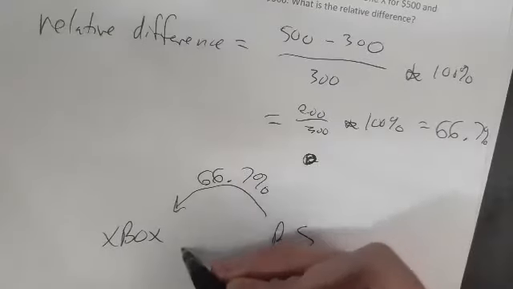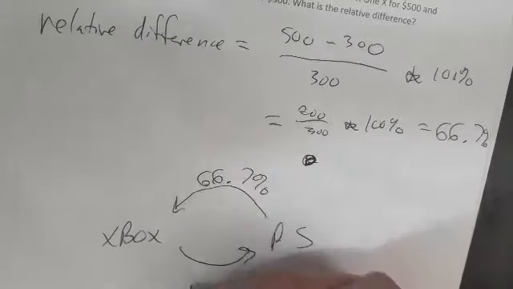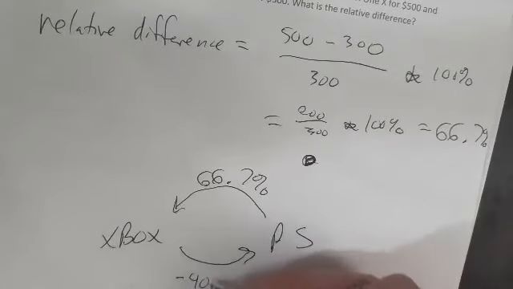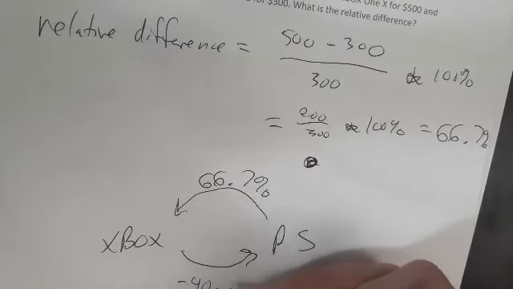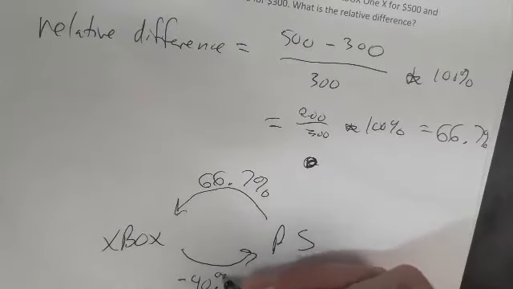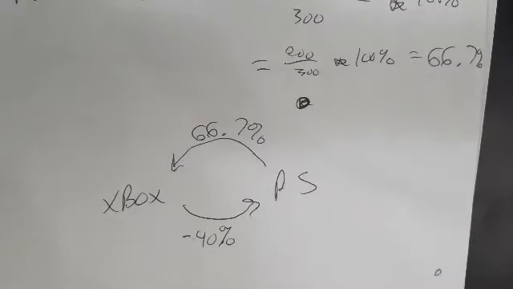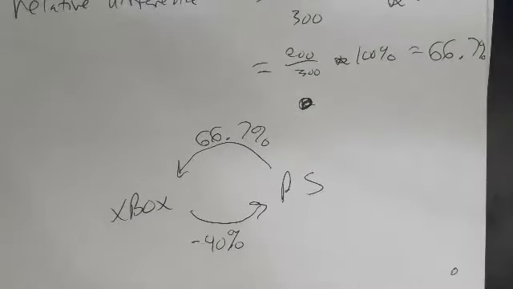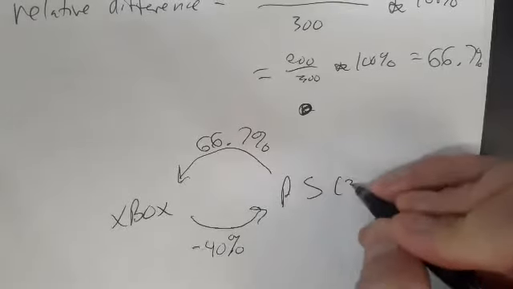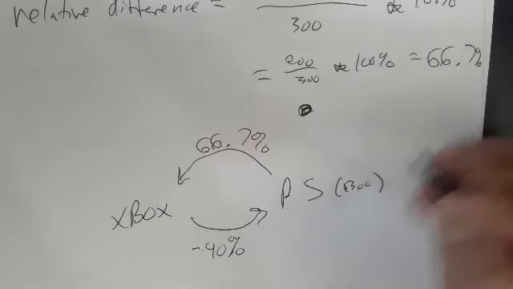So what's happening is the PlayStation is 40% less. Let me do my percent sign. That's what I meant to do. Okay. And this is what, $300? So maybe if we do this.